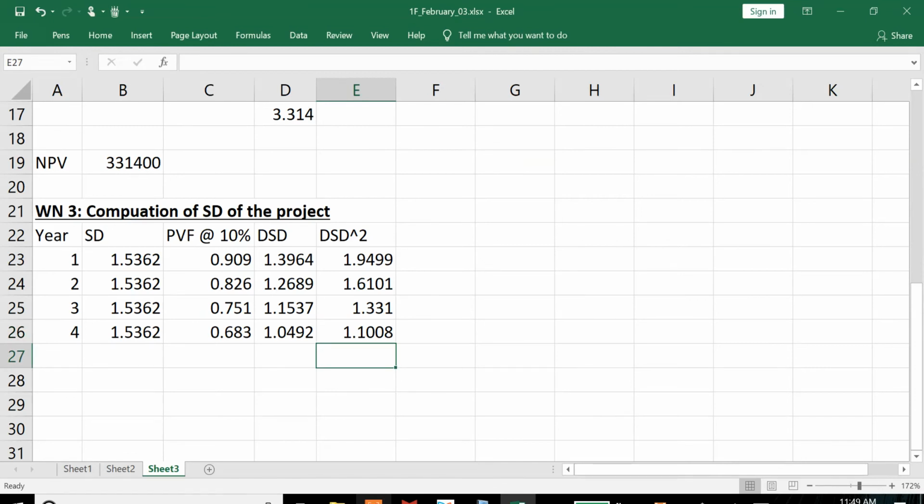I hope you remember this. We had done something like this, which is the dependent and independent approach: year, standard deviation, PVF at 10%, discounted standard deviation square.